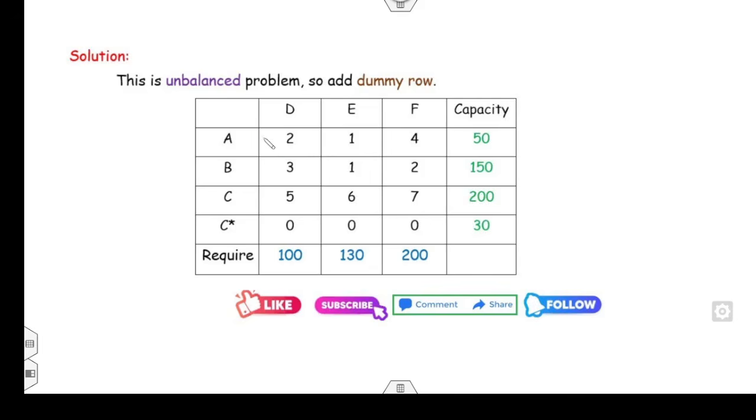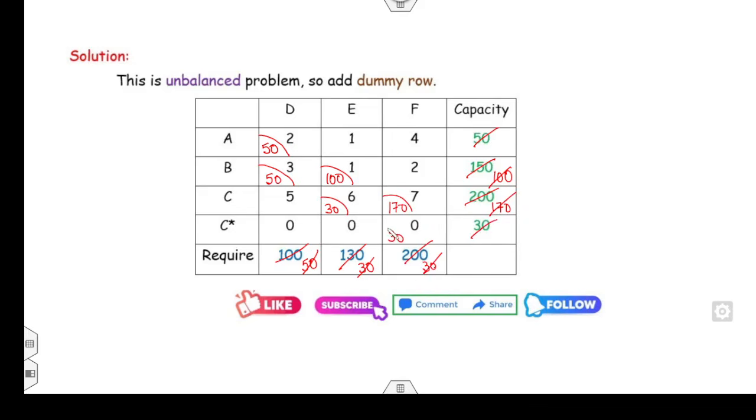So let's start with this number. 50, 100. Minimum is 50. Fine. Next number is 50, 150. Minimum is 50. Remaining is 100. Next number 130. Minimum is 100. Remaining is 30. Next number is 230. Minimum is 30. Remaining is 170. 200, 170. Minimum is 170. Remaining is 30. And the last number will be the same.